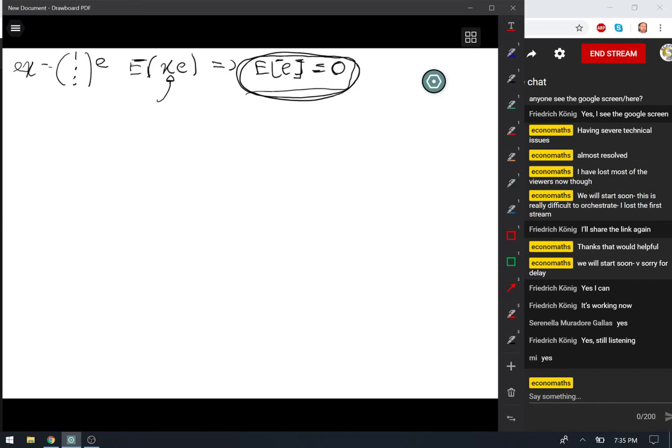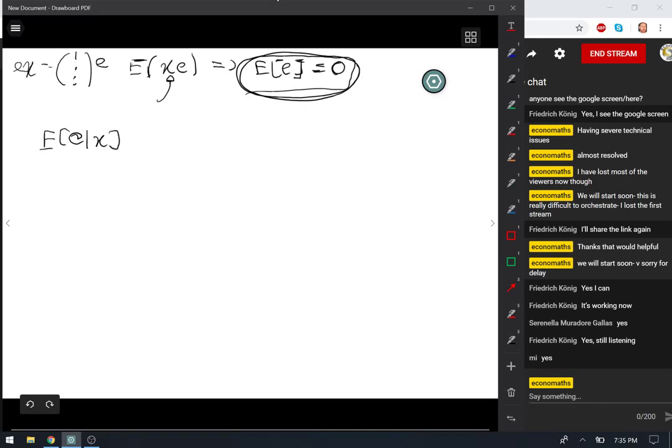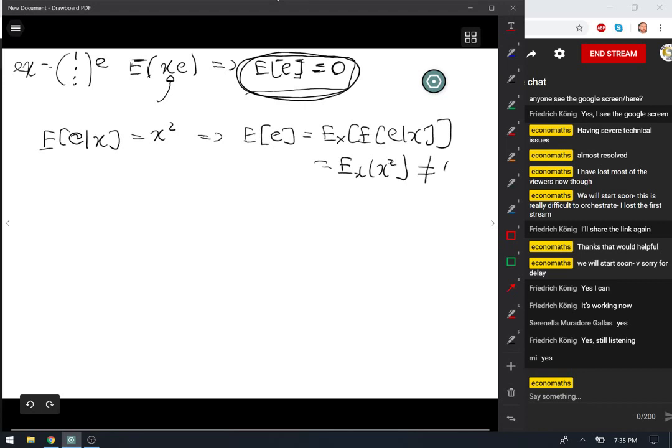So if you just specify that E of e given x equals x squared, like in the solutions, well, this implies by the law of iterated expectations that E of e, which is just the E of x of E of e given x, is equal to E of x squared, which of course doesn't equal naught in general unless x is naught everywhere.